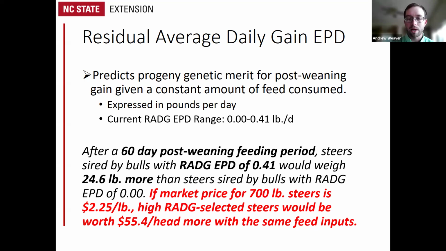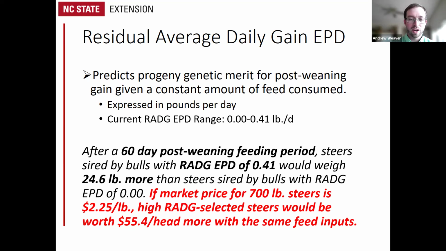The steer sired by that bull with an RADG EPD of 0.41 would weigh on average 24.6 pounds more after a 60-day feeding period than those steers sired by the bull with the RADG EPD of 0. If we relate that to economic value, if you say market price for 700-pound steers is about $2.25 right now, cattle are worth a pile of money.